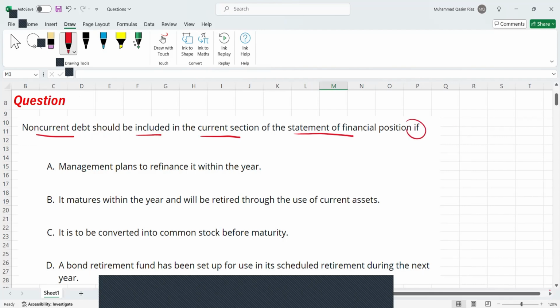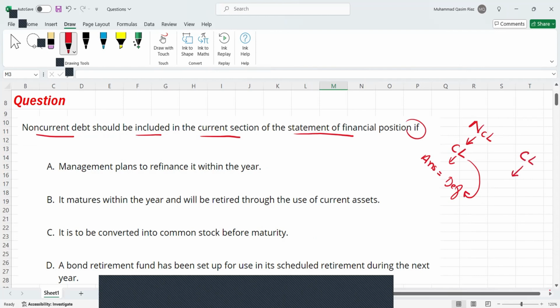In simple words, there are two types of question that can be asked. Question number 1, when a non-current liability can be recorded as a current liability. If this is the question, the answer would be the definition of current liability. Simply you have to select where the definition of current liability is written.